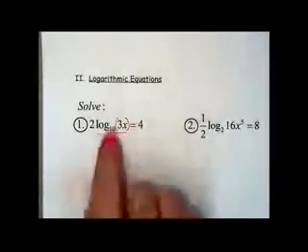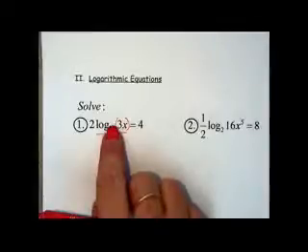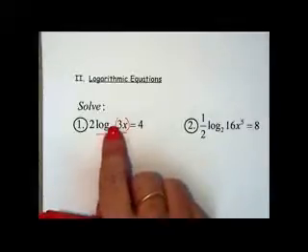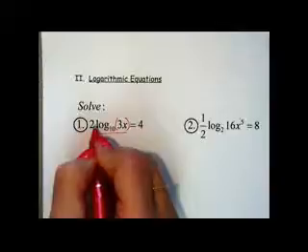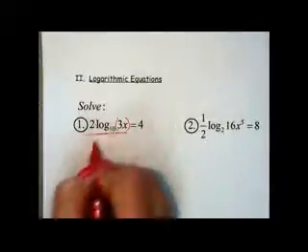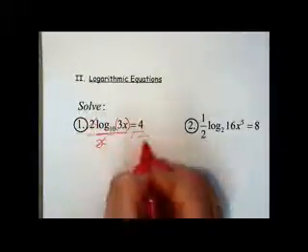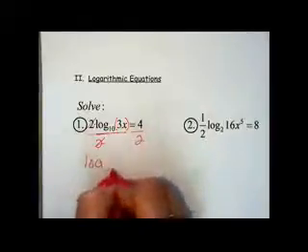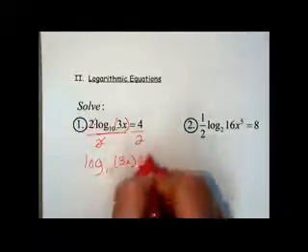Now remember, if there's no base present, you are to assume it's base 10. So that means I need to get rid of this 2. So I'm going to divide both sides by 2. So I get log base 10 of 3x equals 2.